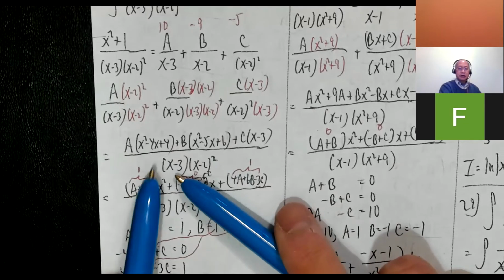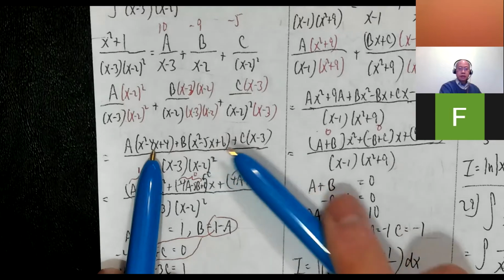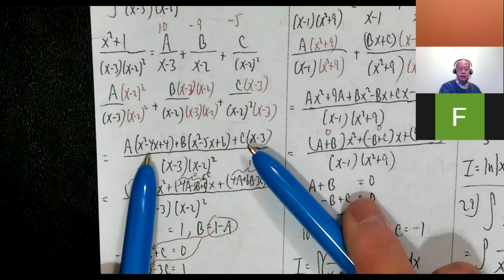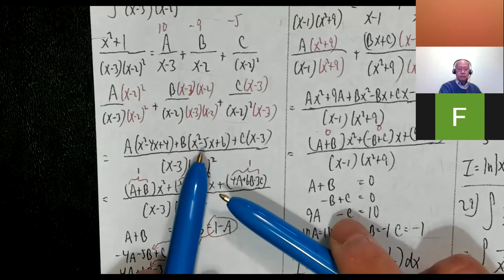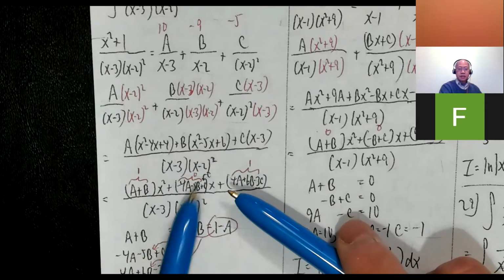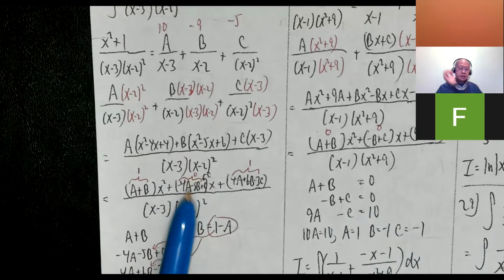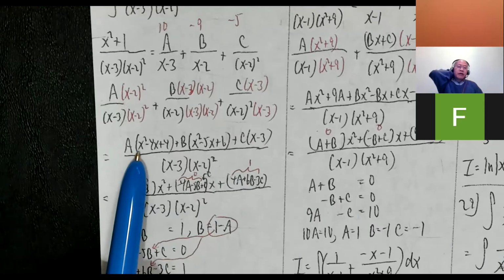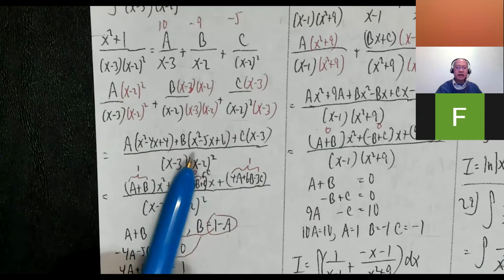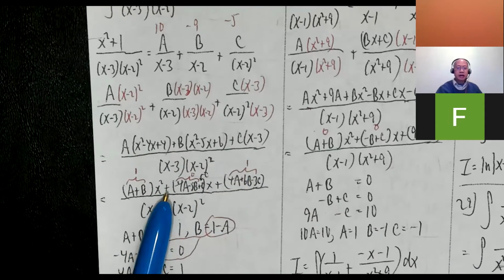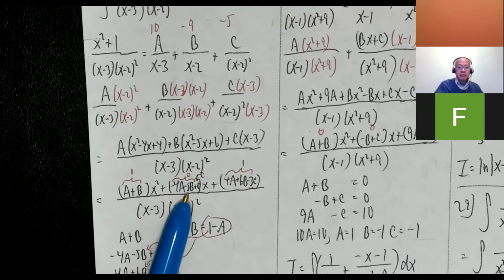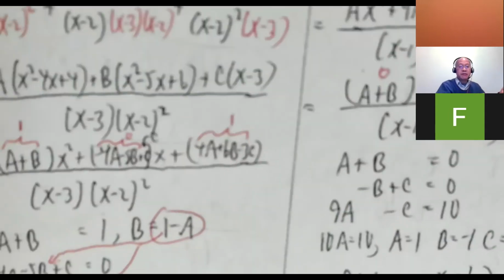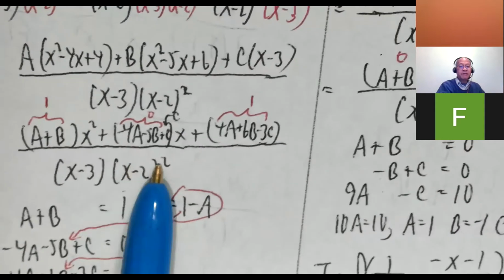How about x's? Here, here, and here, right? So it's negative 4a minus 5b plus c. That's my x. If I multiply it out, it's negative 4ax minus 5bx plus cx. Take out the x. Negative 4a minus 5b plus c. I'll raise it up maybe. Negative 4a minus 5b plus c.